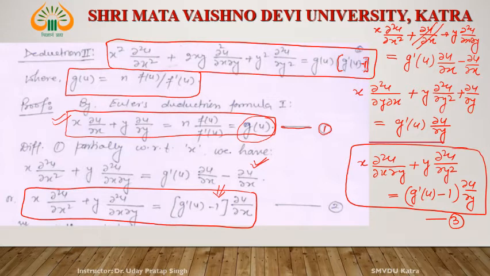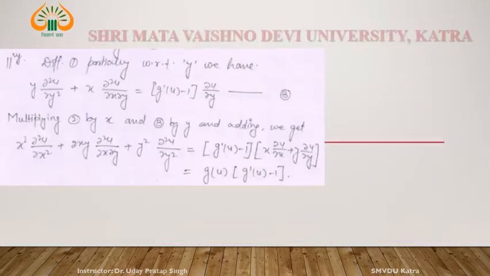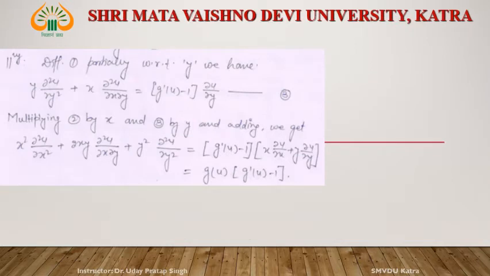Now what do we have to do? Multiplying equation 2 by x and equation 3 by y and adding them, we obtain the deduction we had to prove, the required result.